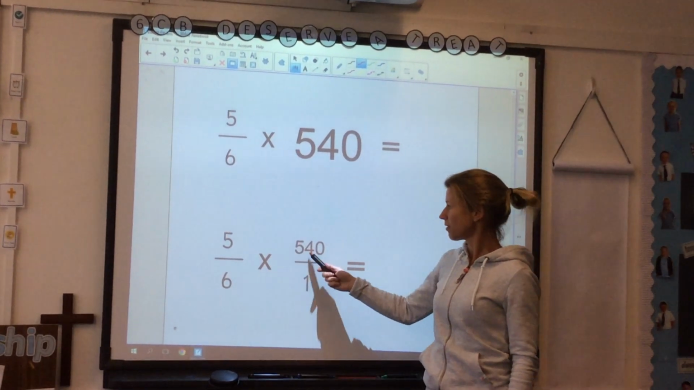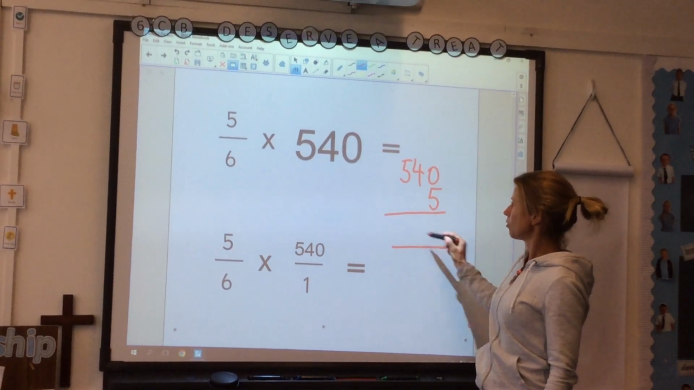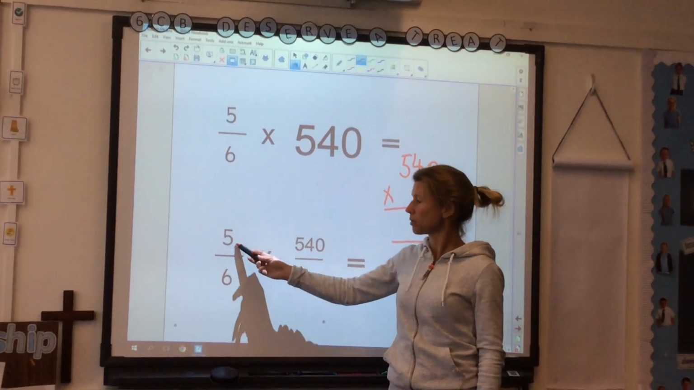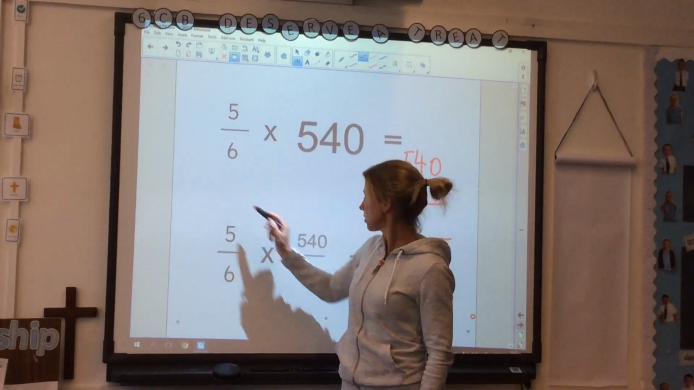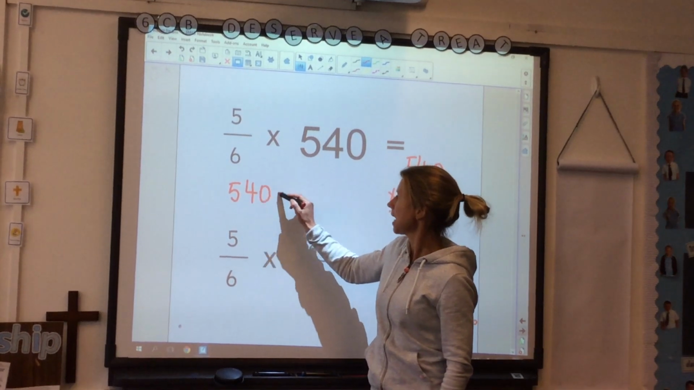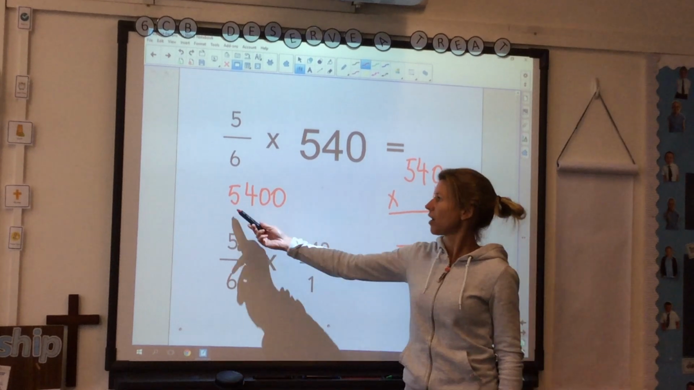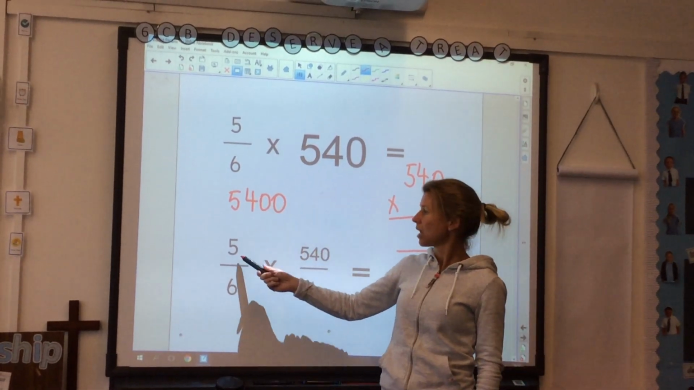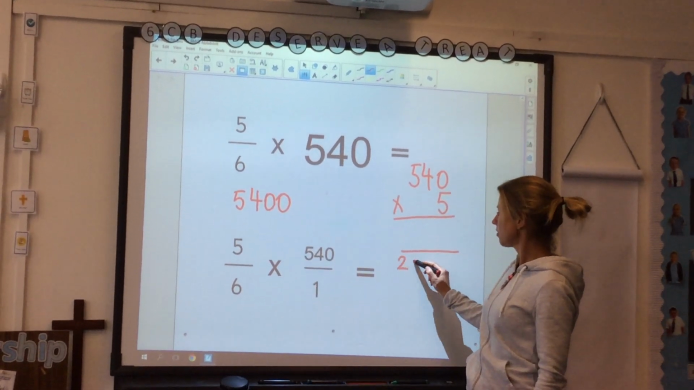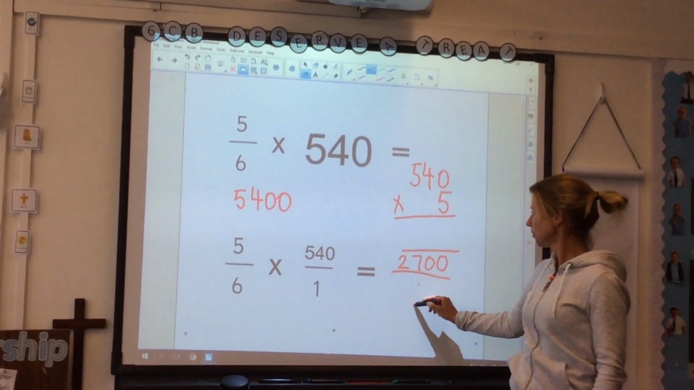Now, 5 times 540, you could decide to do your formal written method for multiplication and go ahead and solve it. Or sometimes when I multiply by 5, I quite like to multiply it by 10, and I know how to do that. I move the digits. So whenever we multiply by 10, you move the digits over and place the 0 in where you've got a space. 5,400. That's helpful because then I just need to half it, because 5 is half of 10. So that means I've got 2,700 over 6 times 1 over 6.